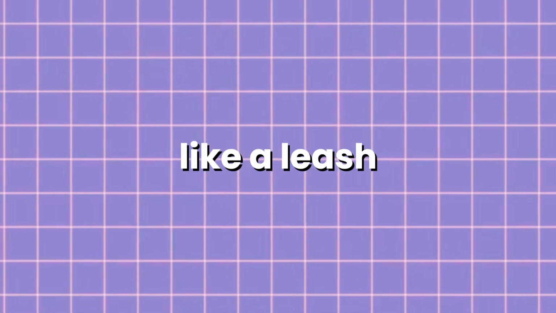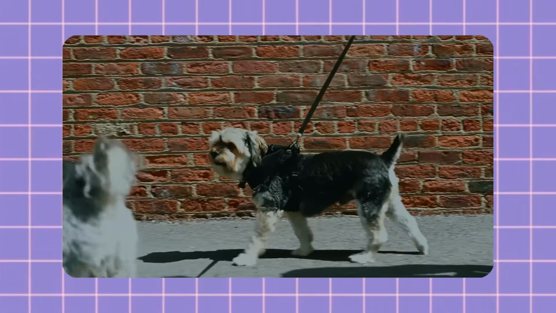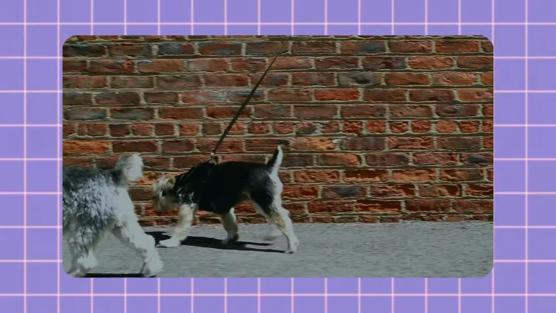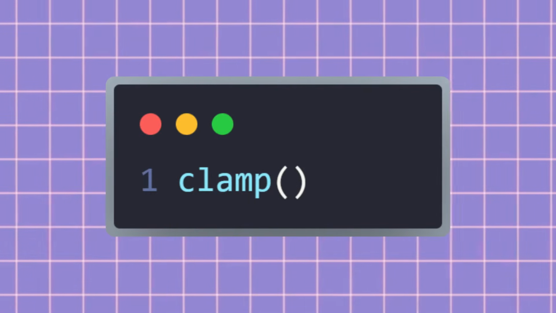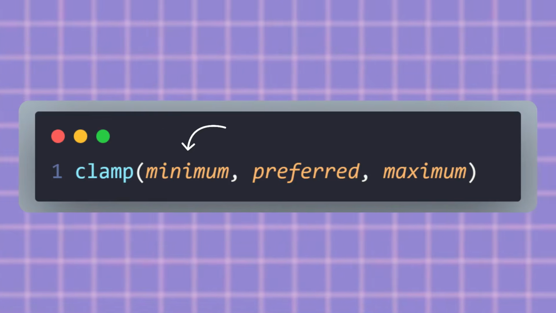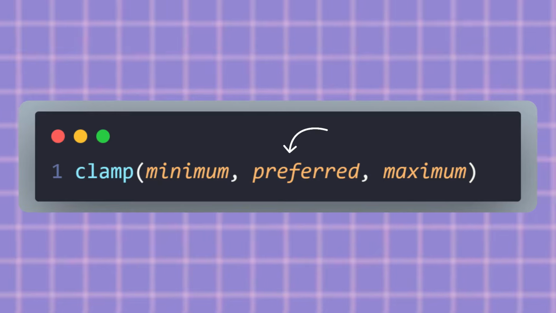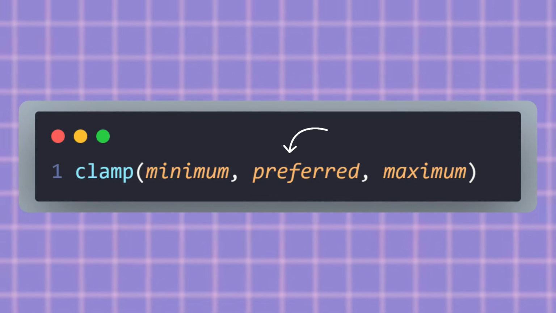Think of it like a leash for your CSS values. Imagine you have a dog on a leash. The dog can move around freely, but only within a certain range. It can't go too far left and it can't go too far right. That's exactly what clamp does to your CSS values. It takes three values. The minimum is the smallest the value can ever get. The maximum is the biggest it can ever get. The preferred is what it tries to be, as long as it fits between the two.